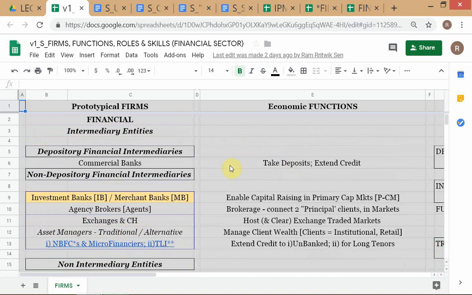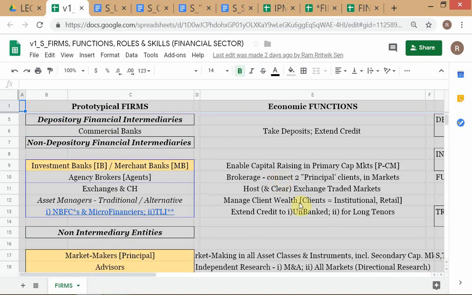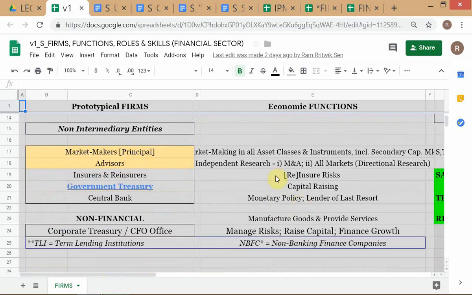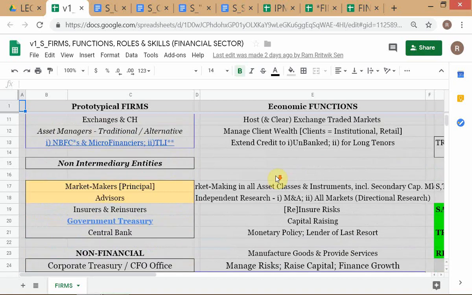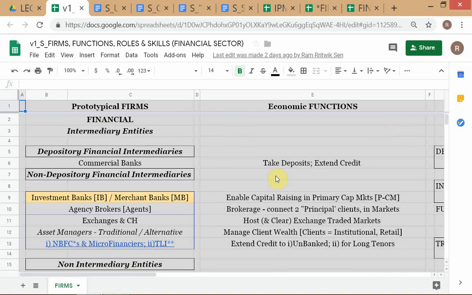If you want, you can start looking at it just to get an idea. Everything is included here, including the corporate treasury, the CFO's office, everything. I've tried to look at all these different types of firms and what kind of roles they perform in the economy, and the kind of skill sets that you need to perform these roles, that comes from the examination of the roles itself.